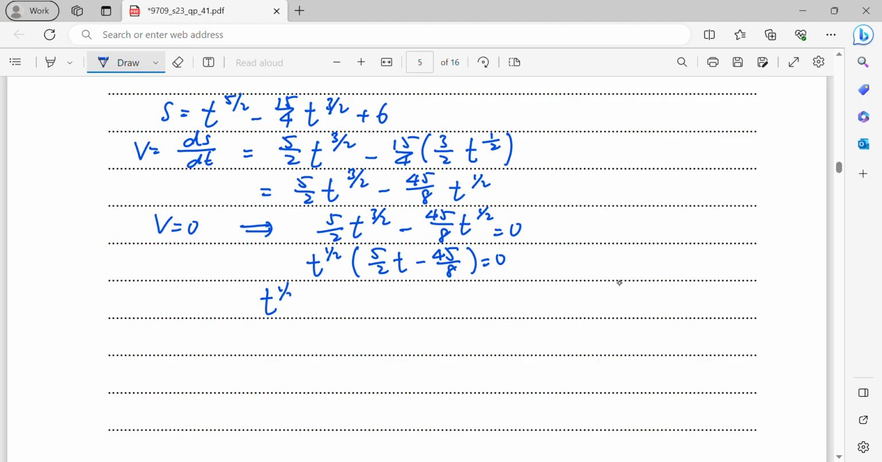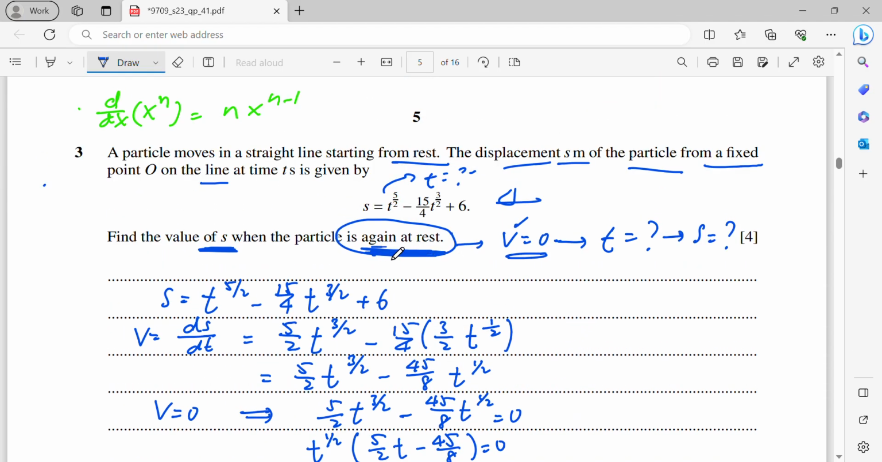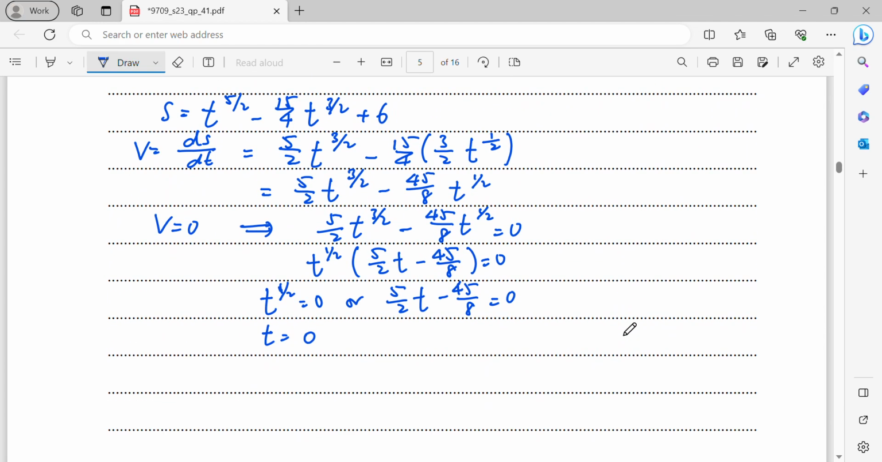I will write t to the power of half is 0, or 5 over 2t minus 45 over 8 equals 0. When t to the power of half is 0, it means that square root t is 0. Then t will be 0 squared, which is 0 as well. It is not possible because we need to find when it is at rest again, which is not the starting value. So I will write here, omitted.